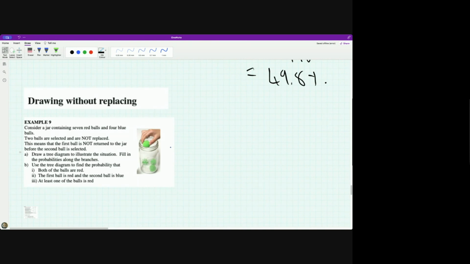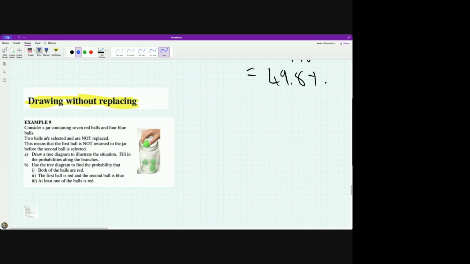No. You'll have one less ball in the hat, which means that the numbers have to change. And this is called drawing without replacing. So you don't replace. Things change. So let's do one example with me doing it and then you do it.